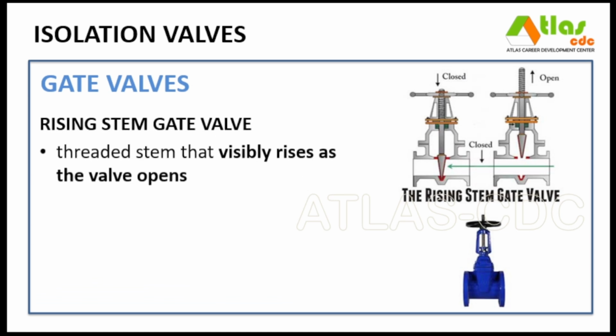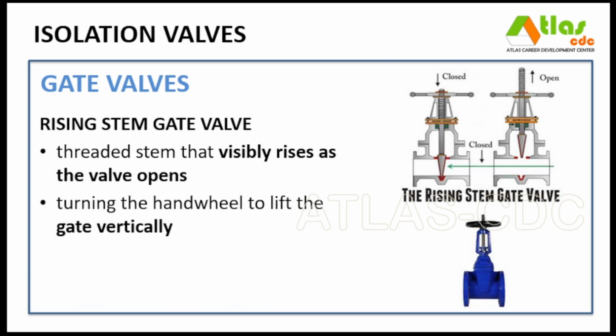A rising stem gate valve uses a threaded stem that visibly rises as the valve opens, making it easy to see whether the valve is open or closed. Its mechanism involves turning the handwheel to lift the gate vertically, allowing or stopping flow.